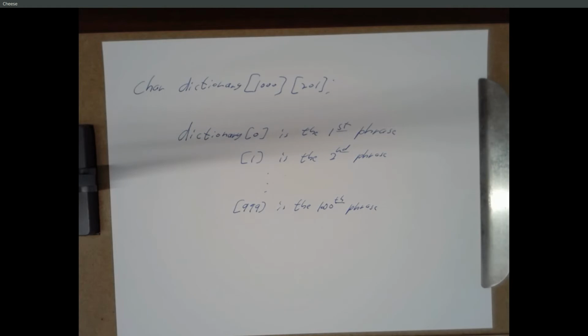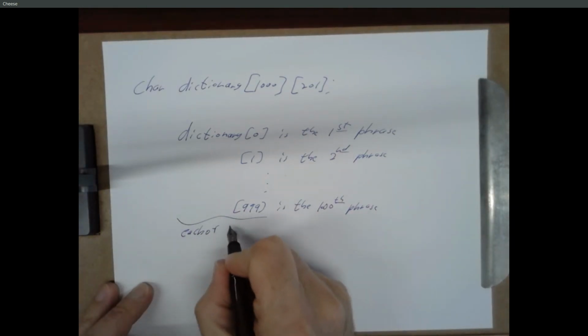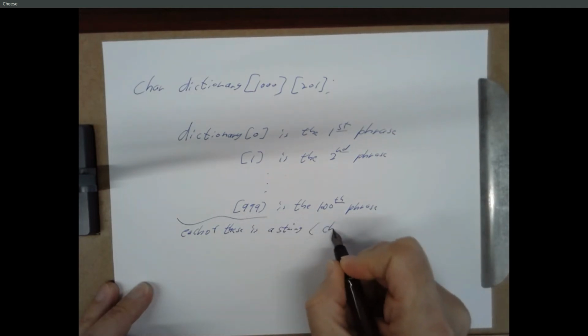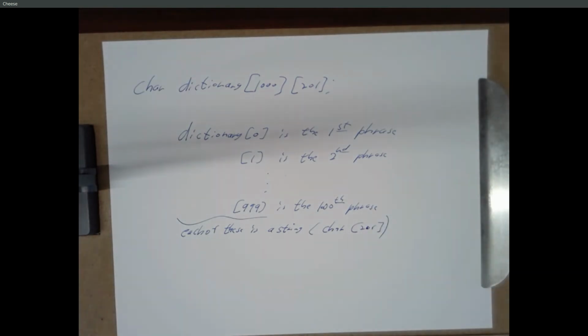But what is dictionary[0], dictionary[1], dictionary[999]? It's a char[201]. It's a string. So each of these is a string, which is actually a character array of 201 characters. 201 characters means you can have 200 characters that are anything you want, followed by a null terminator. Since our phrases are assumed to only have 200 characters, we can store our longest possible phrase in any of these dictionary entries.